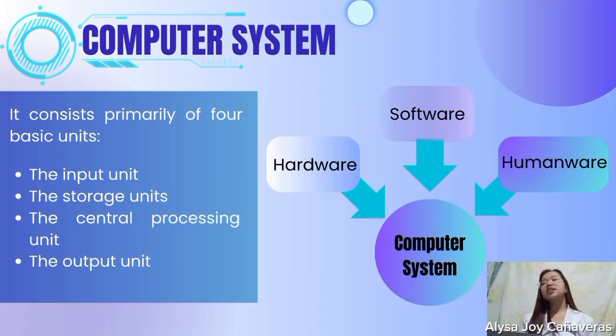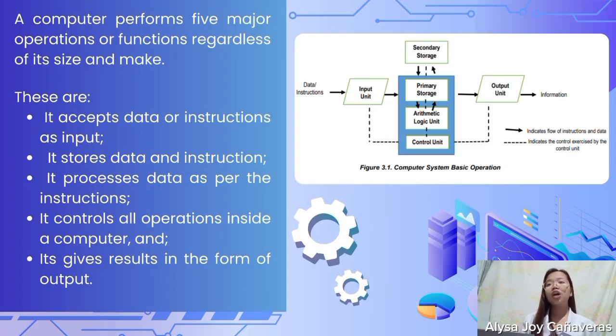The computer system consists primarily of four basic units: the input unit, the storage unit, the central processing unit, and the output unit. Here on the presentation, there is a graphic showing that the computer system is composed of hardware, software, and humanware. I will not be discussing that anymore because I have mentioned it earlier. In this next slide, we will be discussing how a computer performs.